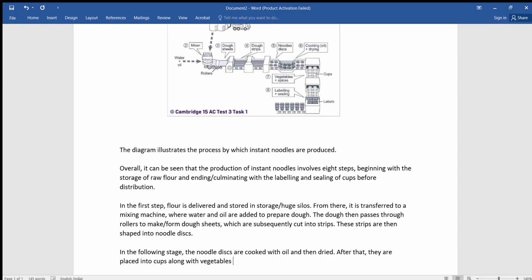vegetables and spices. Now we are moving to the next step. In the last step, meaning in the final step, you can say final or ultimate. Ultimate means last step. Ultimate, otherwise you would get confused. Step.